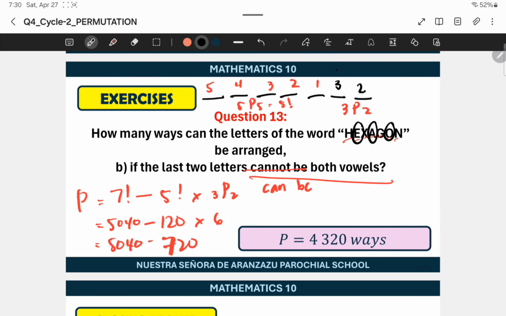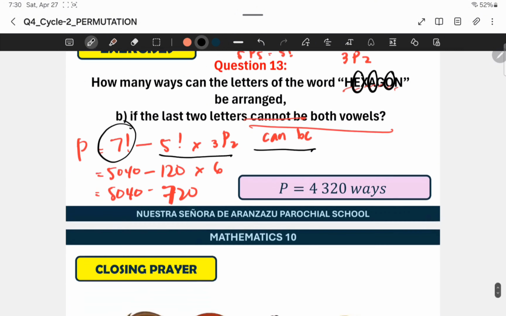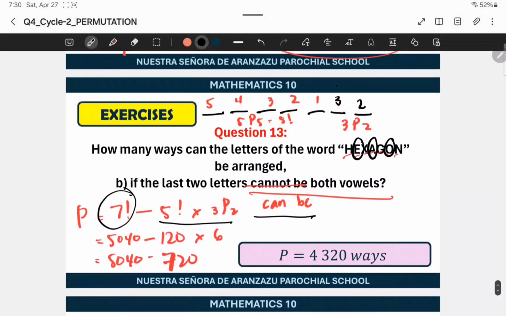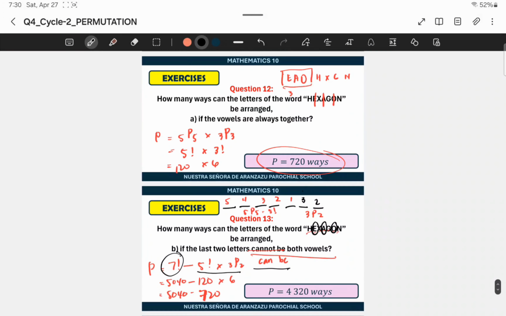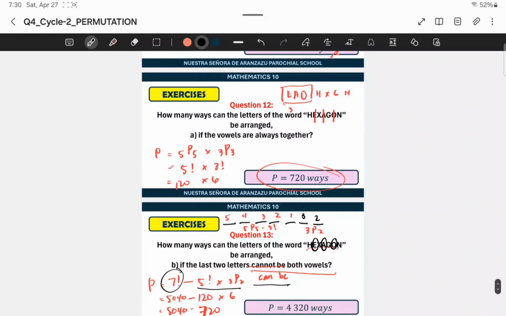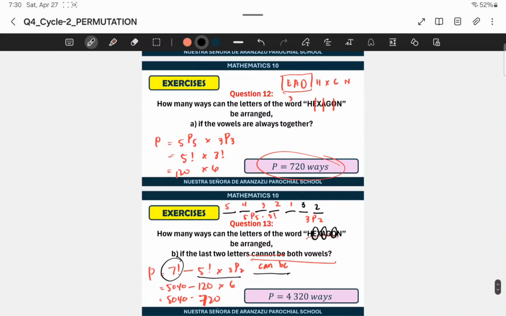So, again, kunin mo muna yung arrangement na walang restriction. Then, palitan yung statement na cannot be ng can be. Then, kunin yung permutation na. Okay? So, with that, I hope you were able to understand deeply the concepts about the permutation. Okay? So, thank you for finishing this video.